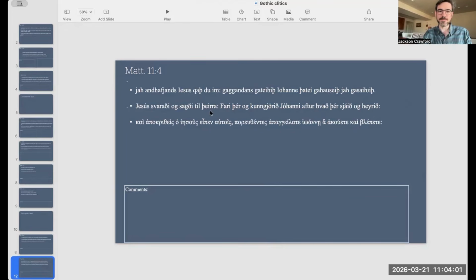Another example here. Ja, andhafjands Jesus qaþ du im. So, and answering, Jesus said to them. Honestly, in conversational English, we'd probably use only one of those words. Jesus answered them, or something along those lines. So there's a ton of present participles, but the present participles have that "-and" suffix, which shouldn't be too unfamiliar to you from other Germanic languages.